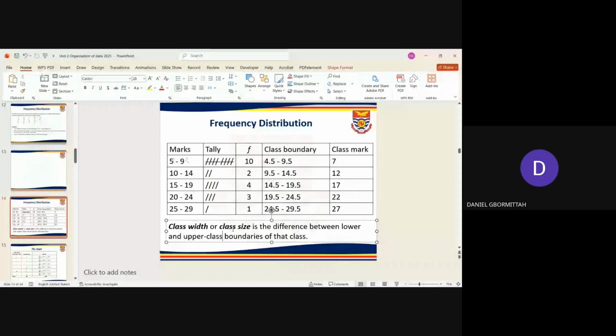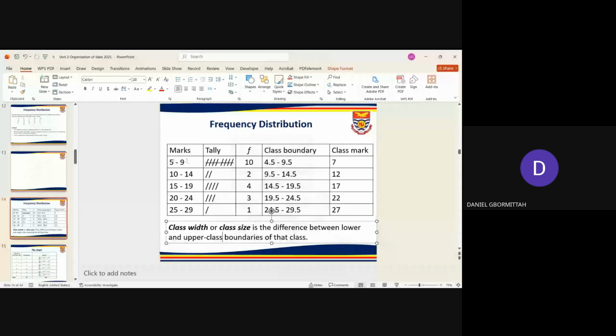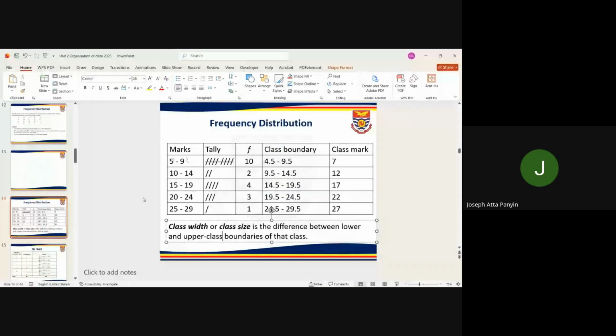We can move on. Now the next thing is the class boundary, which we have also reminded ourselves on. Then the class mark. At some point as we move on, we'll be using the class mark, and I hope we can all find the class mark. So can we get one of you to volunteer and tell us how he can find the class mark? Joseph: To find the class mark, I add the boundaries, that is 5 plus 9 divided by 2. That will give me the class mark.